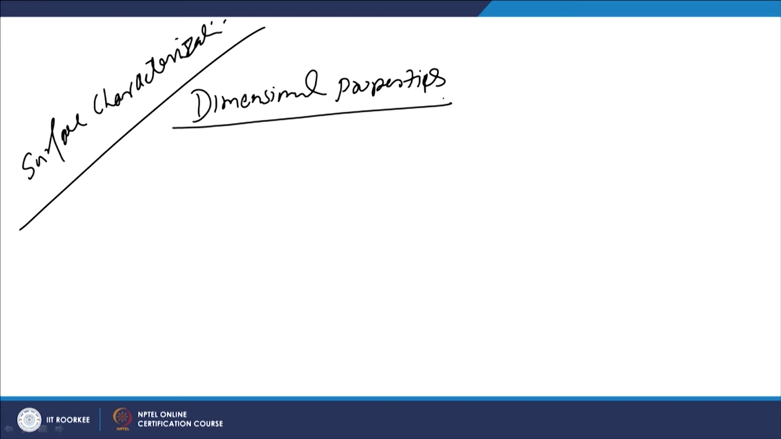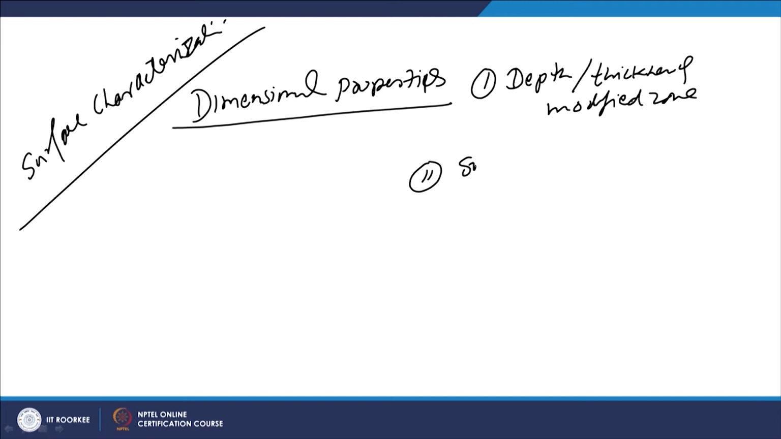Among the dimensional properties, basically there are two aspects about which we will be talking. One is the depth or thickness of the modified zone, and the second one is the surface roughness, that is Ra.